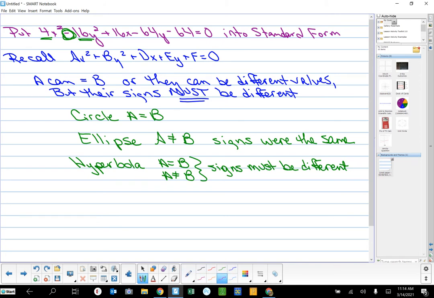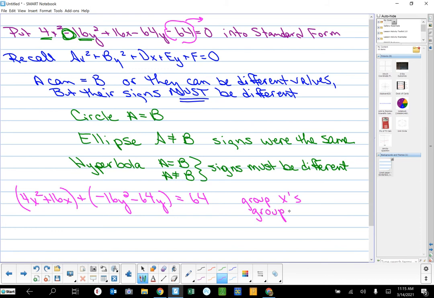We're going to group the x terms together. So we have 4x squared plus 16x. Put a plus in there. Your y squared is minus 16y squared minus 64y. And then remember, your constant is always going to the other side. So I'm just going to do that in step 1. Okay, so group the x's, group the y's. That's step 1. Move the constant.